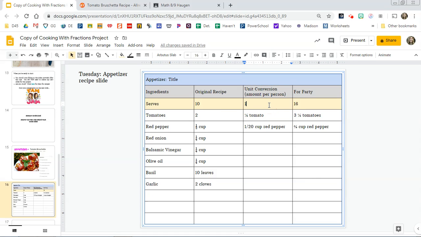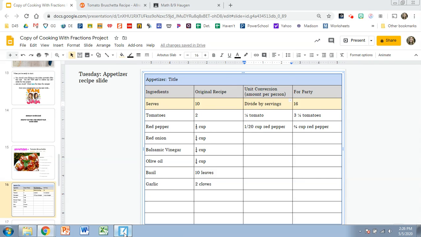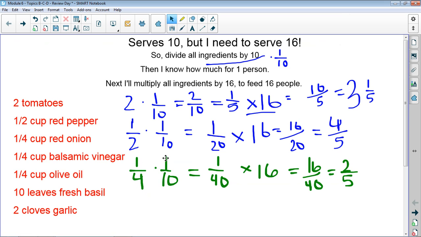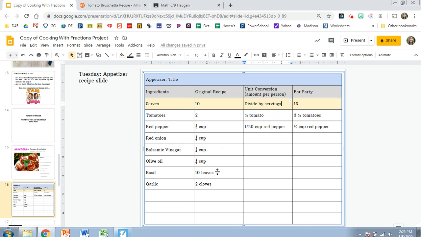Do the conversion, which means divide by how many it serves. Because my recipe was 10, you're going to have to check your recipe. I'm going to divide these all by 10. I did the math on the 1/4. Divide by 10 means the same thing as times 1/10. So I got 1/40. And that's what goes here.